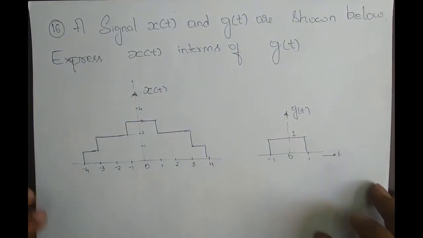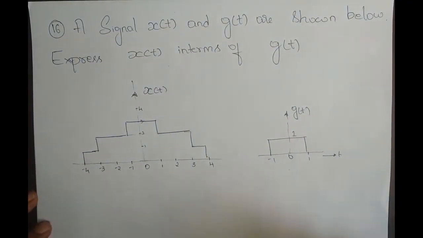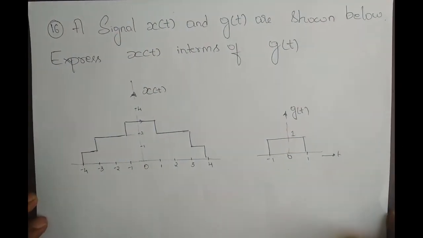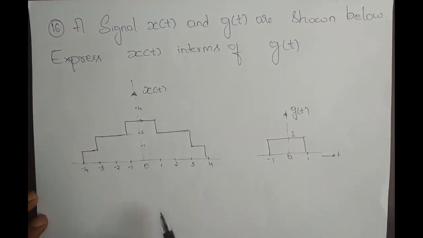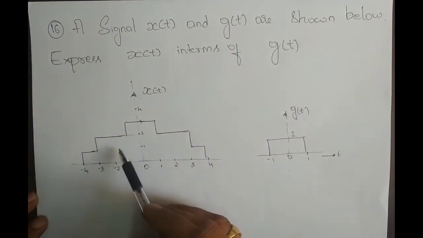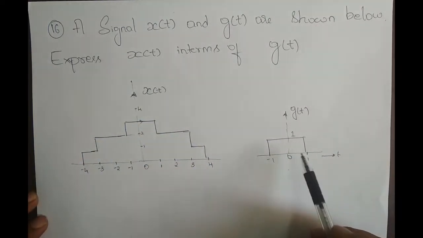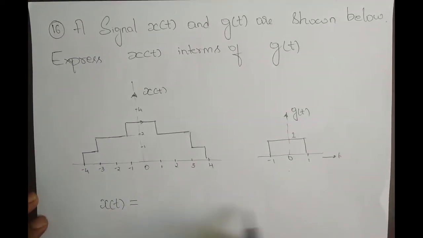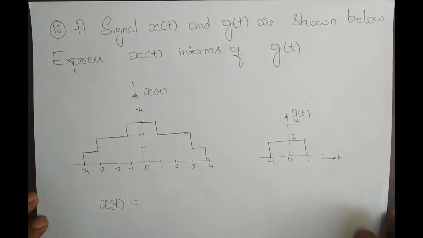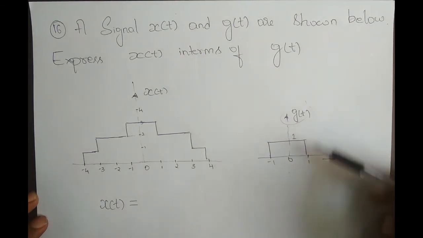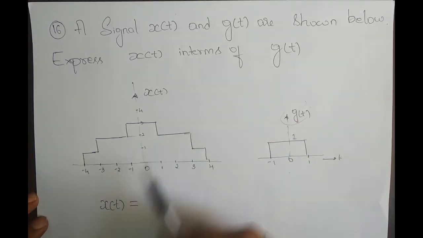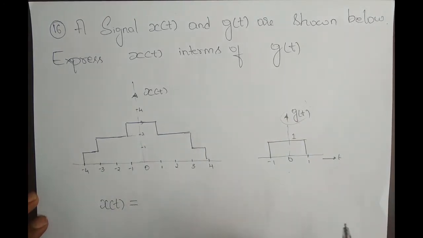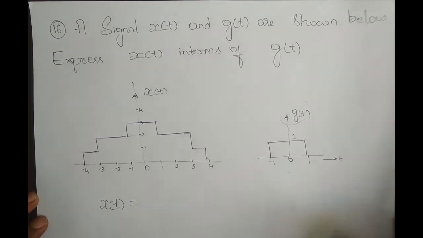Hello everyone. We shall continue with problem number 16. Here we have two signals, x of t and g of t. I have to express x of t in terms of g of t. Whatever equation is on the left hand side, x of t is equal to whatever I write on the right hand side, and that should be in terms of g of t. So you have to do some modification in this g of t signal such that you get x of t back. Okay, so we shall try to solve this problem.